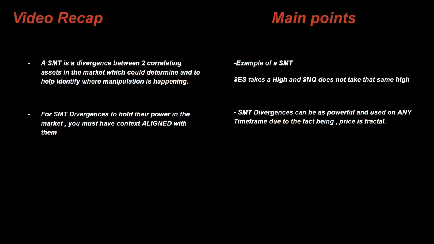So, an example of an SMT, like in our example in the second slide, I believe, or third. If ES takes a high and NQ does not take that same high, that is an SMT, a possibility for reversal. But, of course, we don't have that if there's not any context to the SMT. And then finally, SMT divergences can be as powerful and used on any time frame due to the fact that price is fractal.